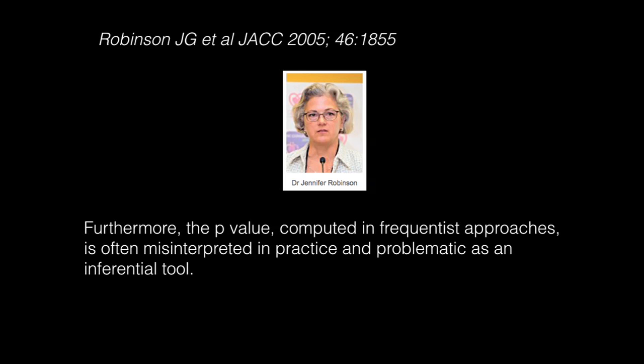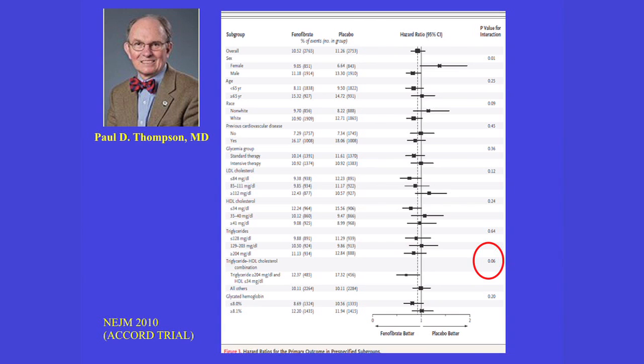Furthermore, as she points out in this paper, in their statistics section, p-values computed in frequentist approaches are often misinterpreted in practice. What does she mean? Well, here's a good example from Dr. Thompson. All the blue slides are, by the way, Dr. Thompson's. So here's his lecture, and he's pointing out something about the ACCORD trial. This is later on in the lecture when he's talking about fibrates.